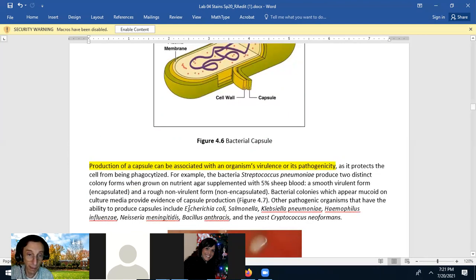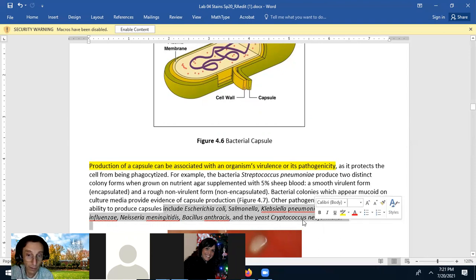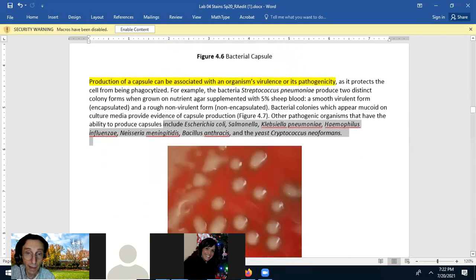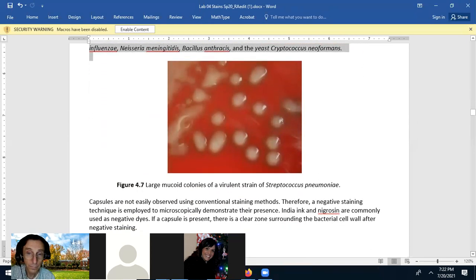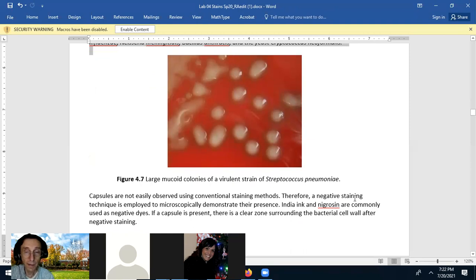And these are some of the species that can produce a capsule. And I think you know Klebsiella pneumoniae, Haemophilus influenzae, Bacillus anthracis are all serious diseases, and they produce a capsule. Any question about any of that? I could point out that the capsule makes the colony of bacteria, when it's grown on a petri dish, look mucoid.